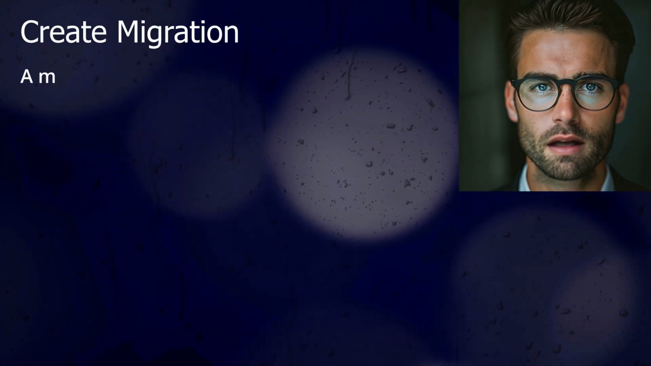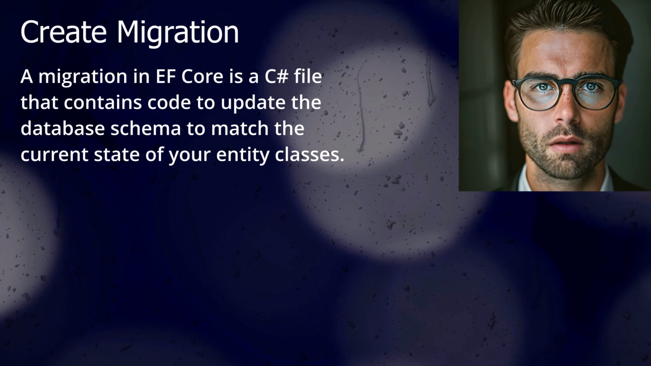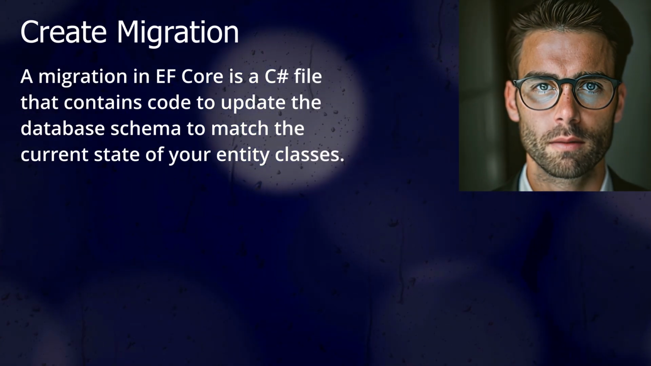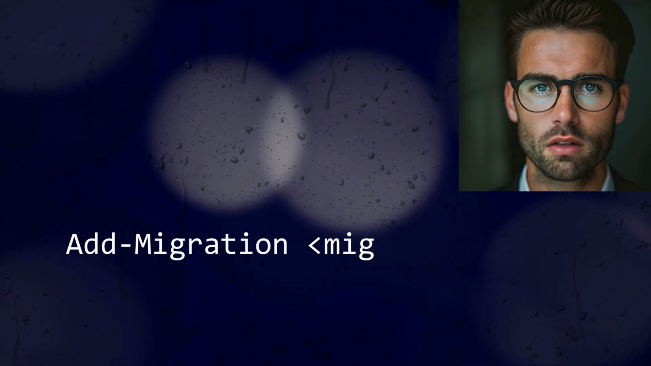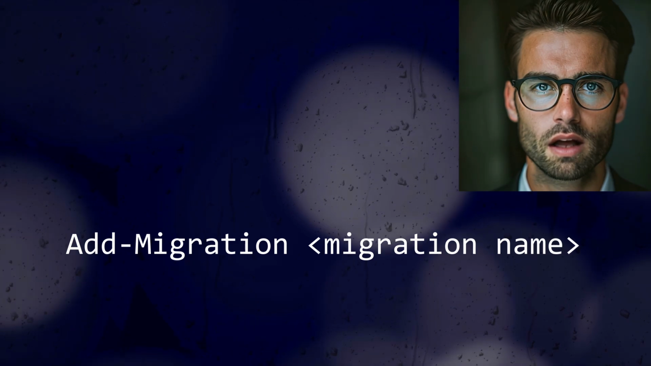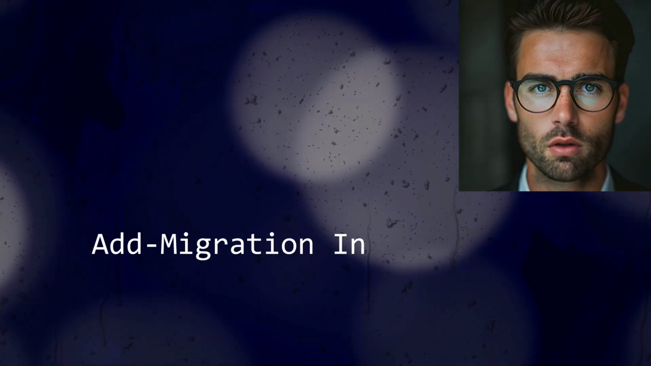Now that we have our entity classes defined, the next step is to create a migration. A migration in EF Core is a C# file that contains code to update the database schema to match the current state of your entity classes. To create a migration, we use the Add-Migration command in the NuGet Package Manager console. This command will scaffold a new migration file based on the changes in your entities. This command generates a migration named InitialCreate.